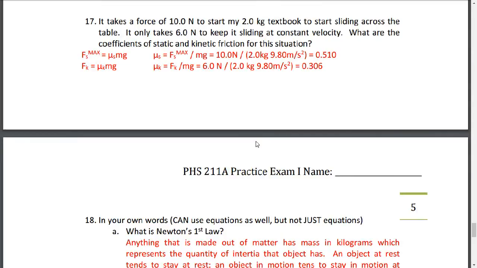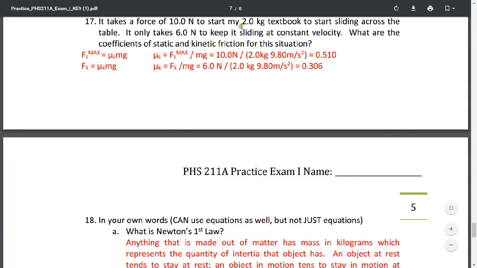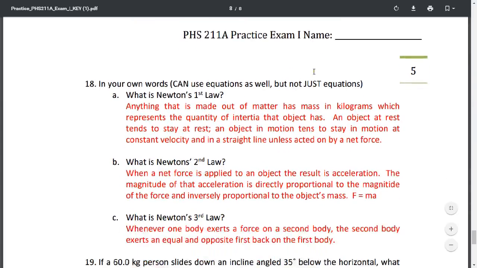But we're almost at the end. Takes a force of 10 newtons to start a 2 kilogram textbook sliding across the table. Only takes 6 newtons to keep it sliding at constant velocity. What are the coefficients of static and kinetic friction? So that's just definitions. Fs max equals coefficient of static friction times the normal force. The normal force is mg, so coefficient of friction is Fs max divided by mg. I get 0.510, and then kinetic friction, I got 0.306.